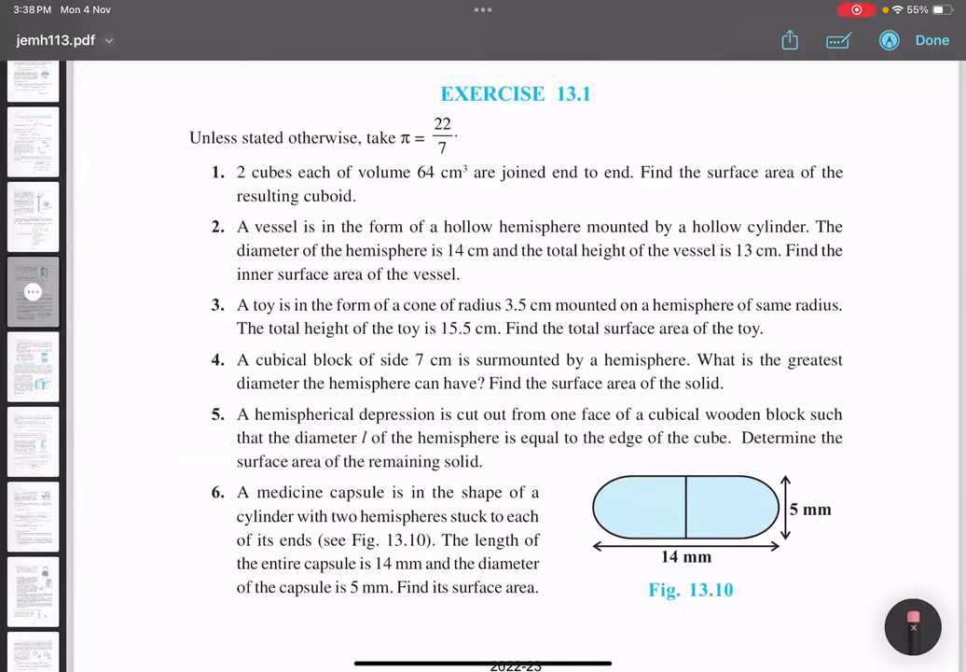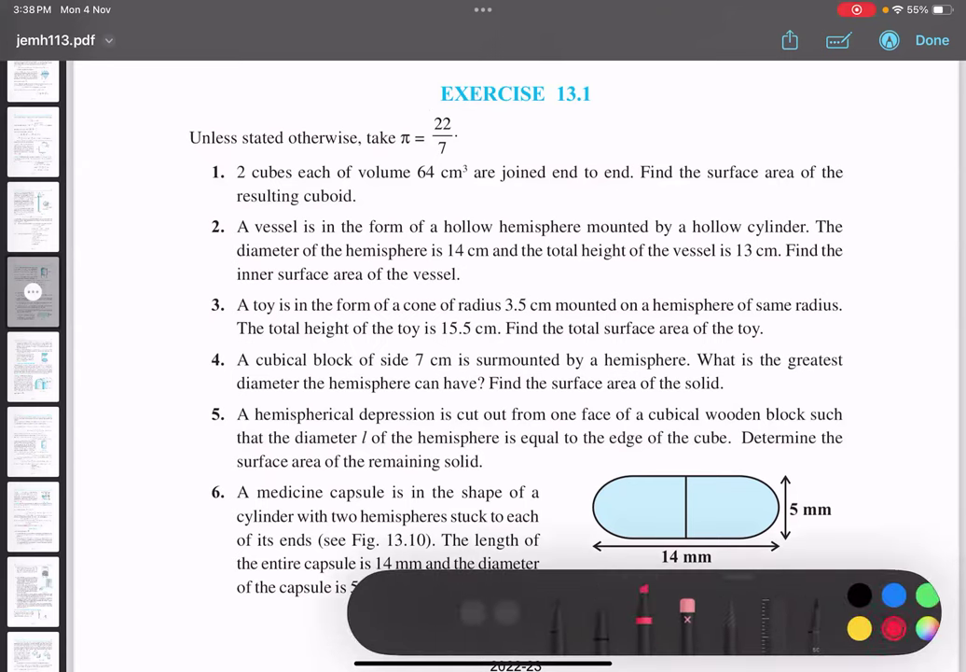So, question number four talks about... always remember to draw the diagram neatly. A cubical block, that means cube, of side 7, surmounted. Surmounted means on the top, okay, by a hemisphere. So, let me just draw a diagram for this.